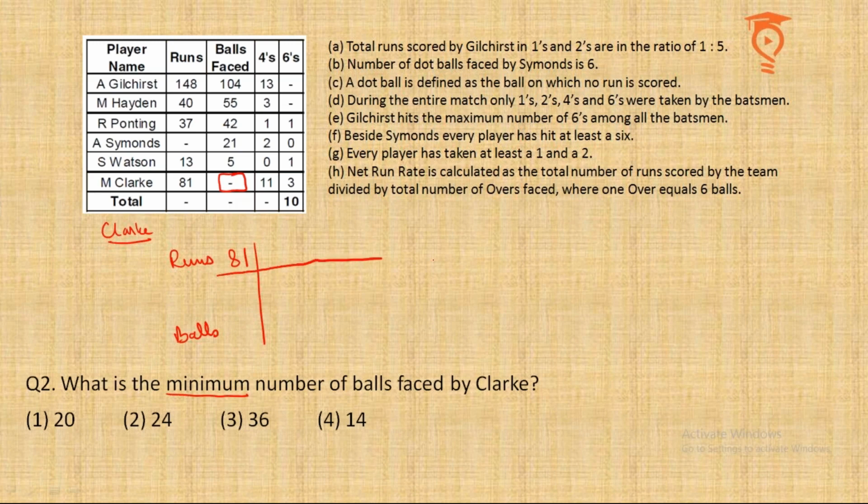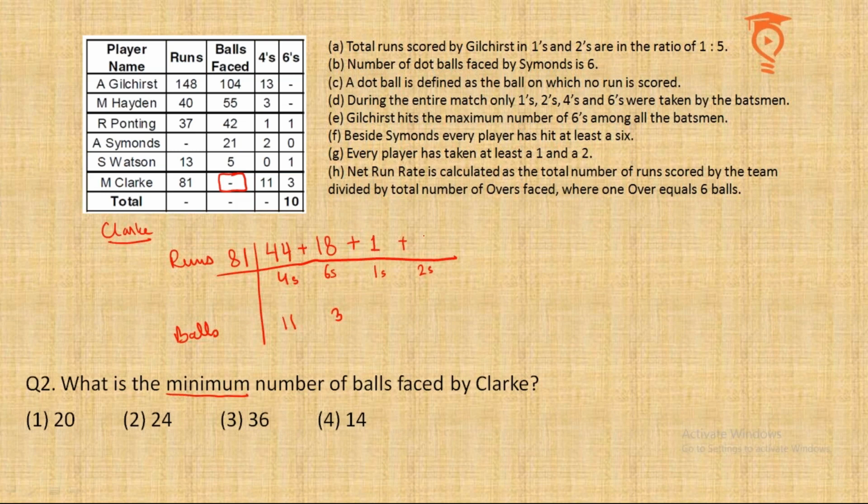So these 81 runs are made with the help of 11 fours, which makes 44, and 11 balls are faced. 3 sixes, 18 runs. So 44 and 18 makes 62. We are left with 19 runs. And we are left with only two kinds of running, singles and doubles. So if we want the balls to be minimum, we would want the doubles to be maximum. But we have to give at least one single, and the number is odd, so we'll give one single.